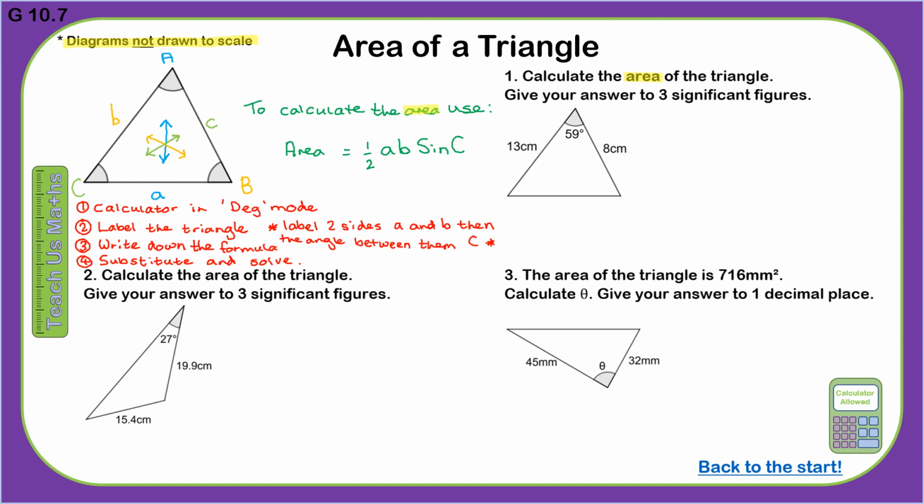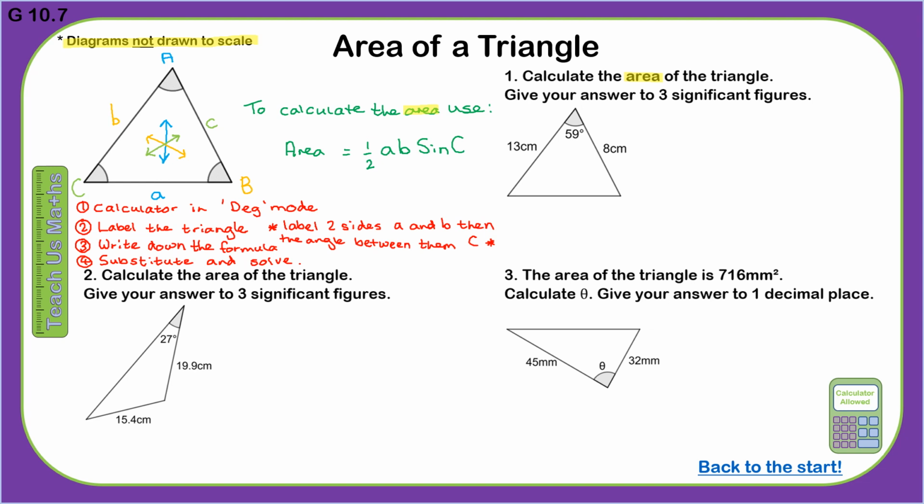So with this triangle we are given the length of two sides. We're given 13 centimetres and 8 centimetres, and we are given the angle in between these two sides, 59 degrees. So first of all, I'm going to check that my calculator is in degrees mode, which it is. Now I'm going to label the triangle.